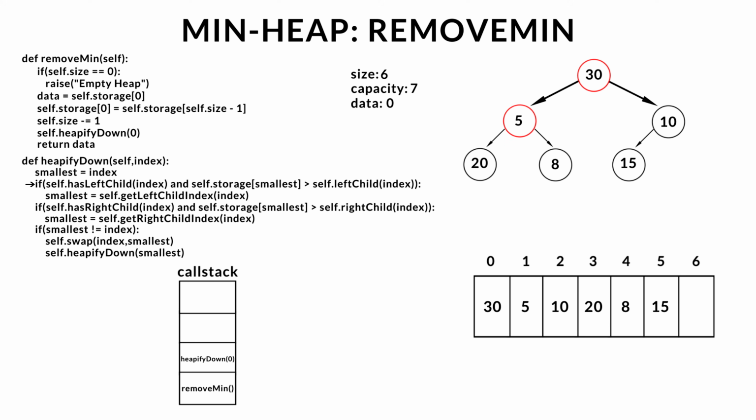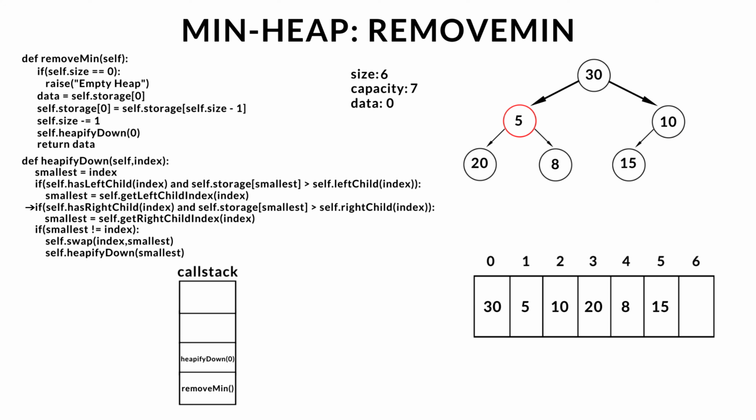Yes, it does. Is the left child smaller than it? Yes, so we could go ahead and set smallest to the left child. So now we check to see if the node we're currently at has a right child. It does. Is the right child smaller than the current smallest node? It's not, so this if statement doesn't get executed.